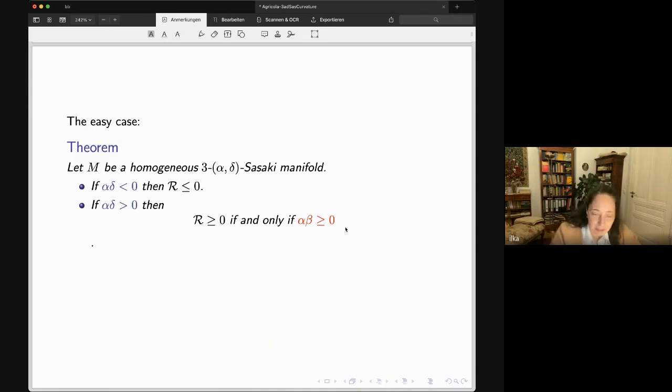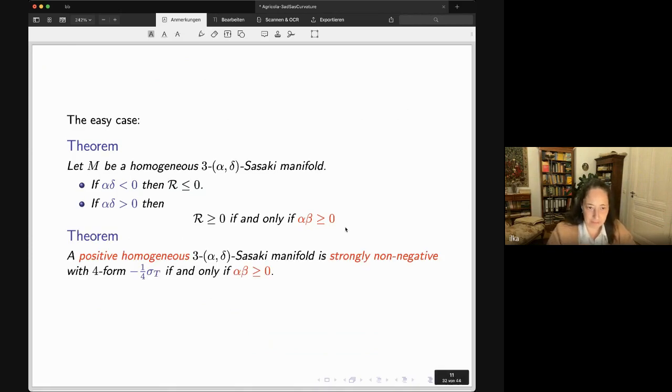Okay. However, strongly positive curvature is much more difficult to achieve. Yeah, here is a summary. So a positive homogeneous phi alpha delta Sasaki manifold is strongly non-negative. And for the 4-form, well, you see, we start to see that we have to modify it a little bit. There's a factor minus 1/4, but that's just a convention. Okay, but sigma T was the right candidate to look at under that assumption, which was given here already.